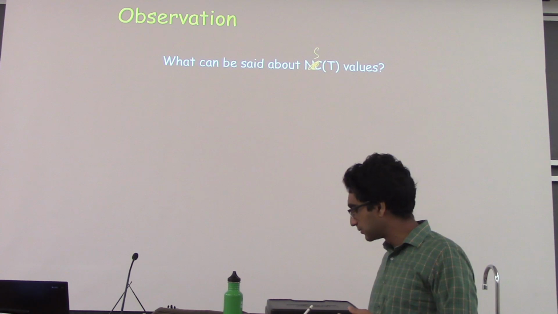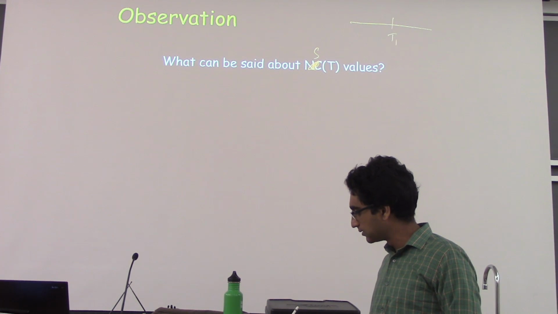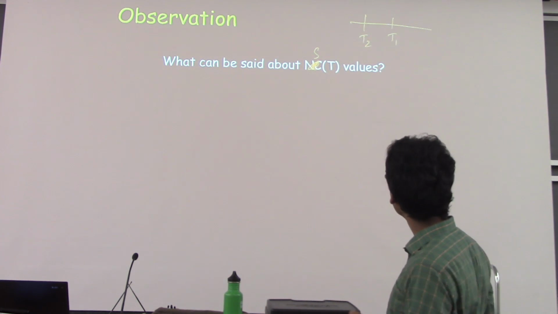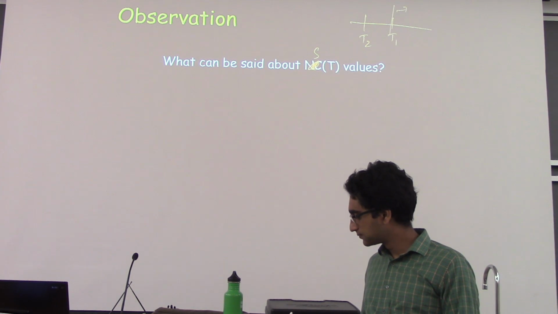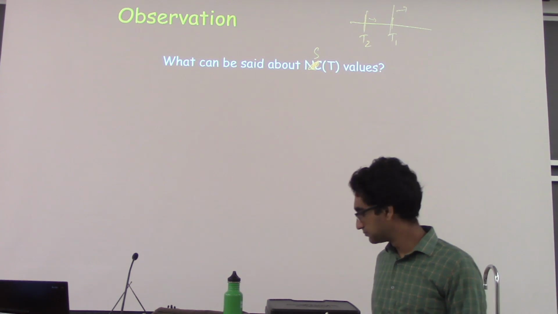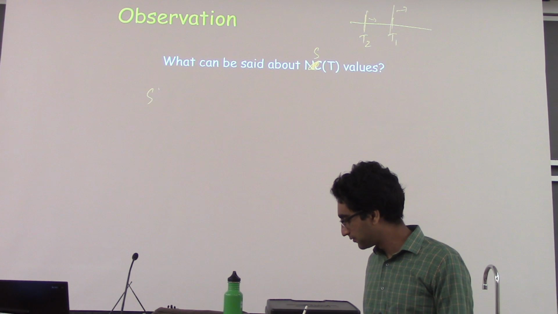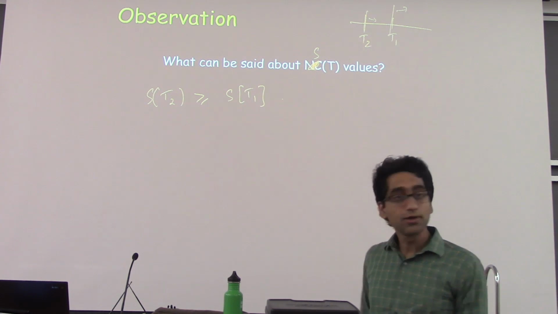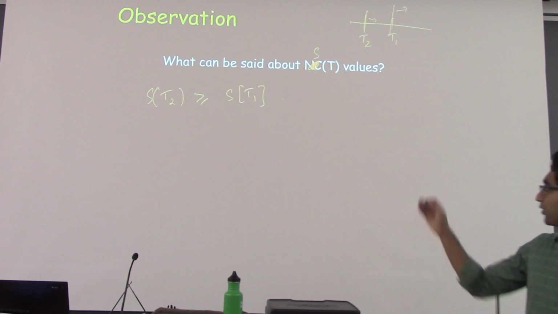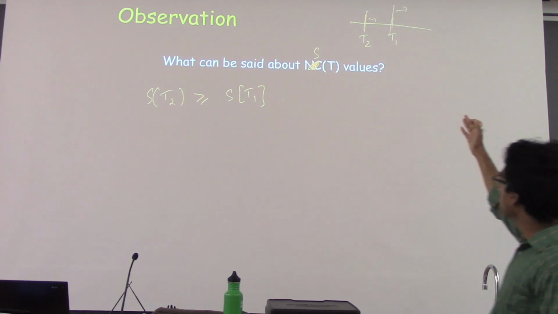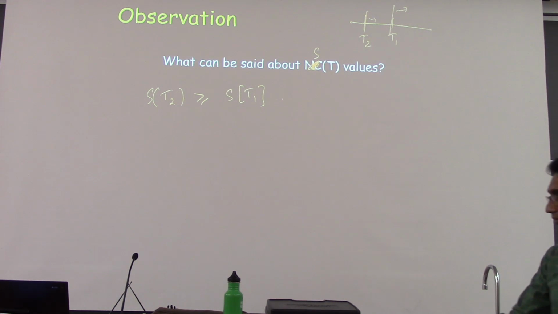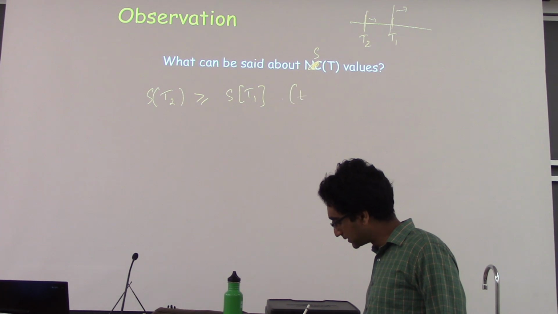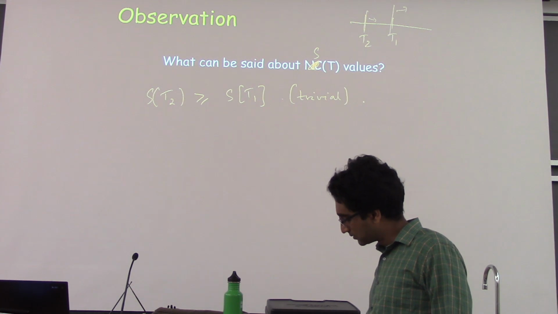So, let's say I take two time steps, and here it's t1, t2 is here. So what can we say about the S values? S of T2 is bigger than or equal to S of T1. And this is obvious, right? Because if I want you to start at T2, then I could basically do everything that I could have done after T1. So this is just trivial. But this is an easy observation.